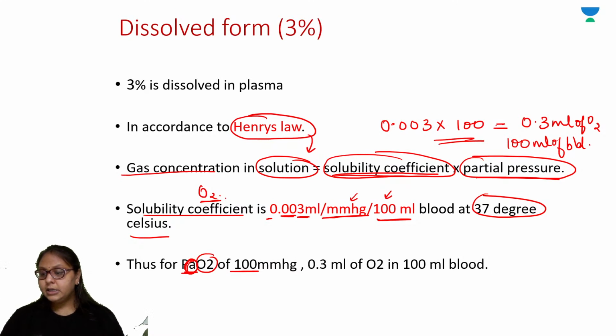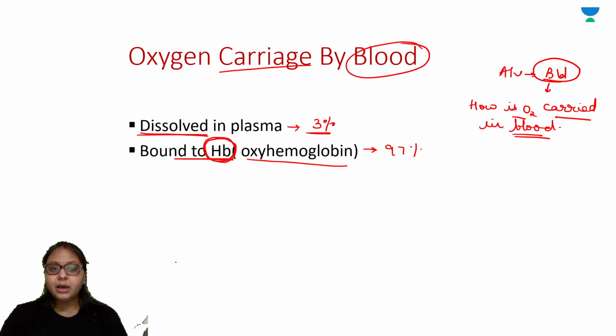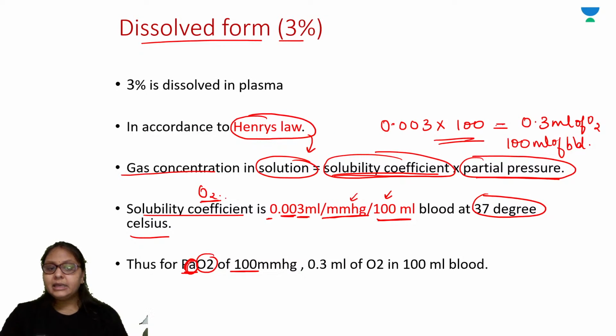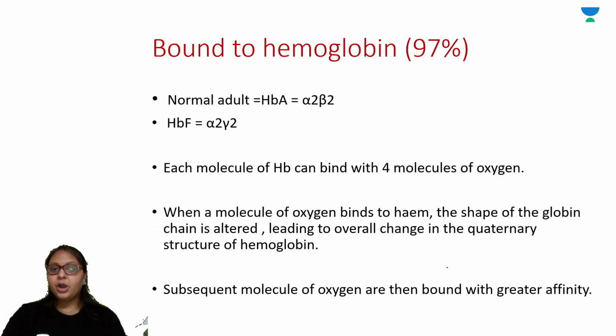Any doubts in this? Okay, so how much is the dissolved form of oxygen? Dissolved form of oxygen according to Henry's law, the solubility coefficient is 0.003 ml per millimeter of mercury. And at the arterial level, what did we study just now? At the arterial level it is 100 millimeters of mercury. By the time oxygen reaches the arteries, what does its oxygen tension become? That is 100 millimeters of mercury, and therefore 0.3 ml of oxygen is present in 100 ml of blood. Okay, now second, bound to hemoglobin, how much?